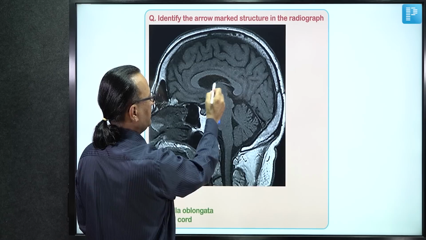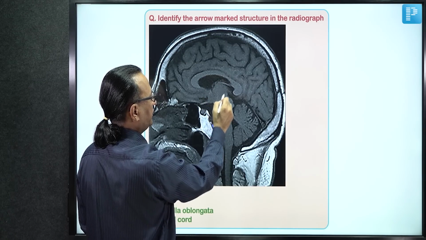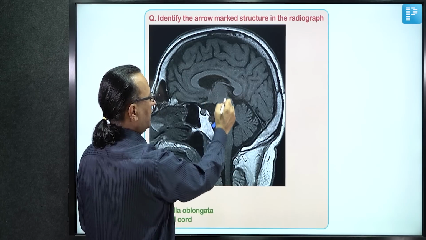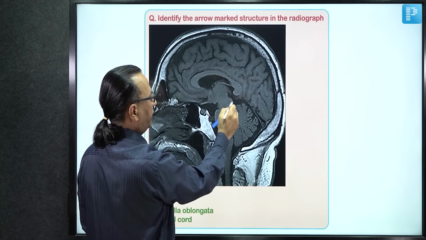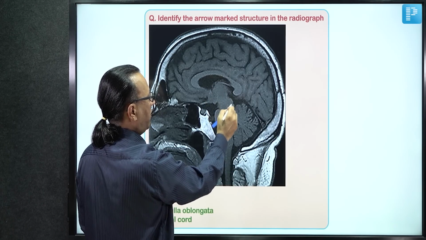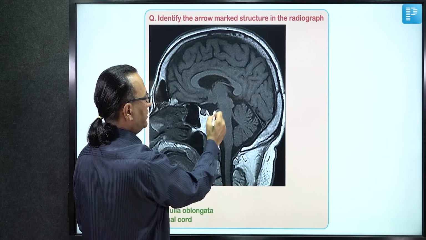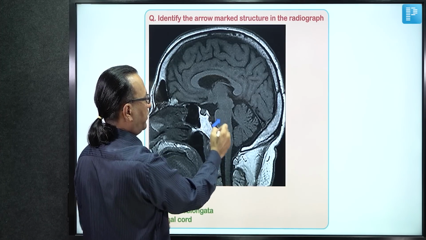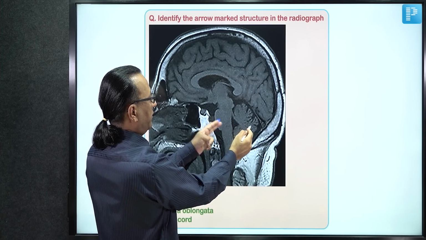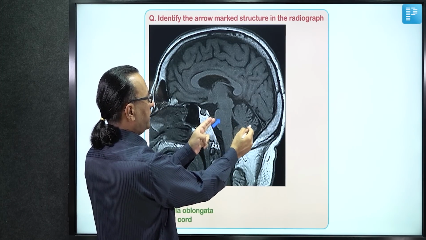Then we have the diencephalon part of the brain, the thalamus, hypothalamus, etc. And then comes the midbrain. This is the superior and inferior colliculus, the mesencephalon or midbrain. And then comes the pons. The arrow mark is on the pons. The pons and the cerebellum, pons being anterior, cerebellum posterior.